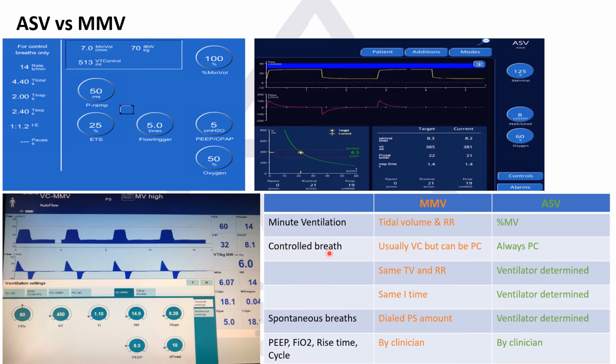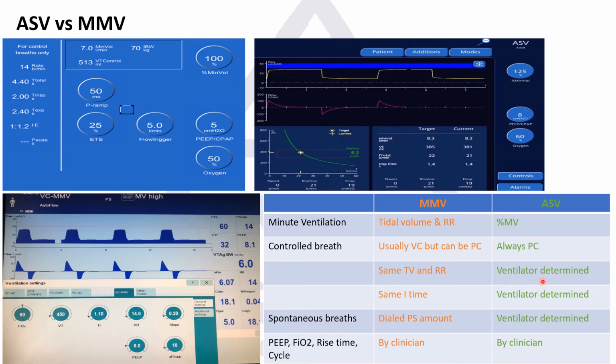The controlled breath in MMV is usually a volume controlled breath, as we talked about, but if the auto flow option is on, it becomes pressure controlled. In ASV, it's always pressure controlled. Now, what happens to the controlled breath if the respiratory mechanics change? For example, worsening compliance, the same tidal volume and the same respiratory rate. Of course, what will change is the pressure, the airway pressure will increase.